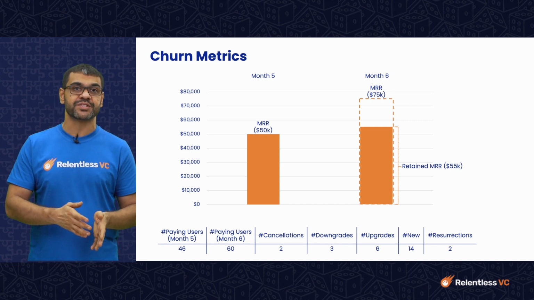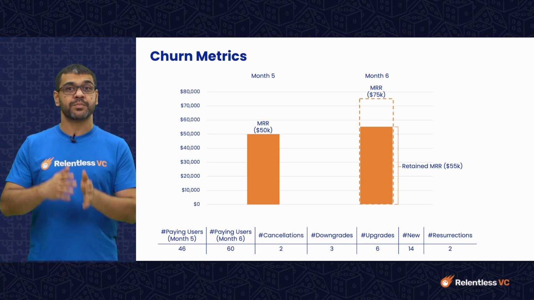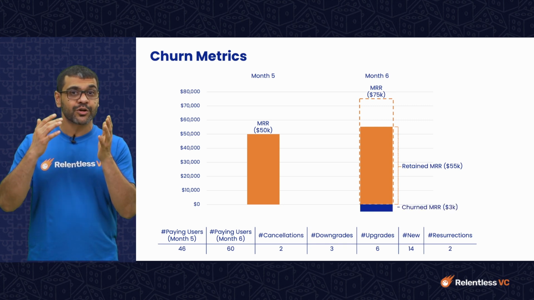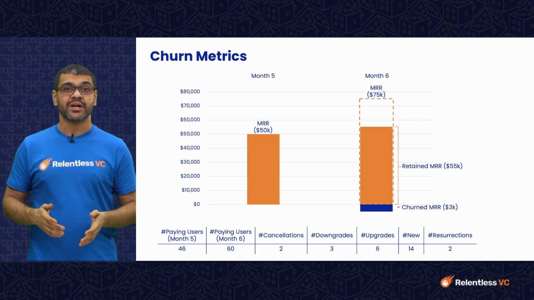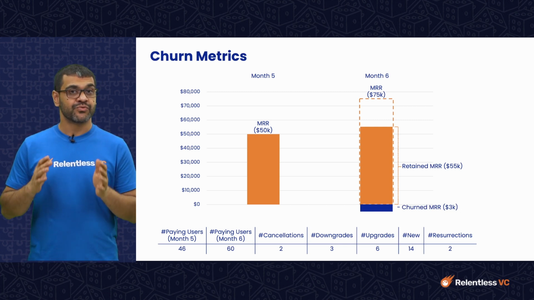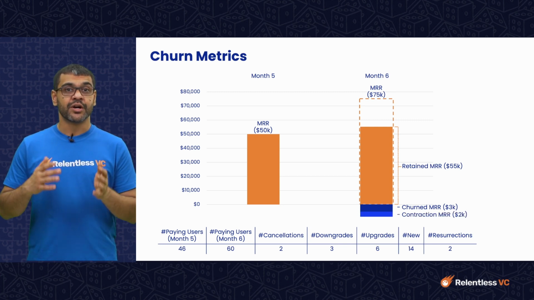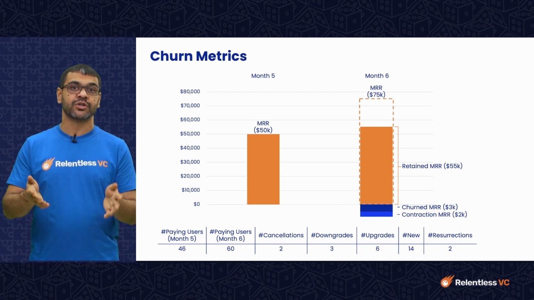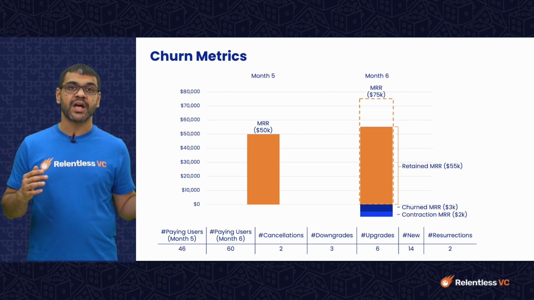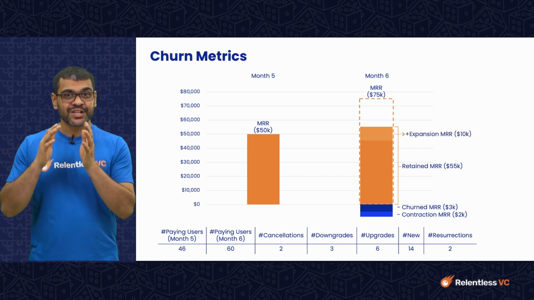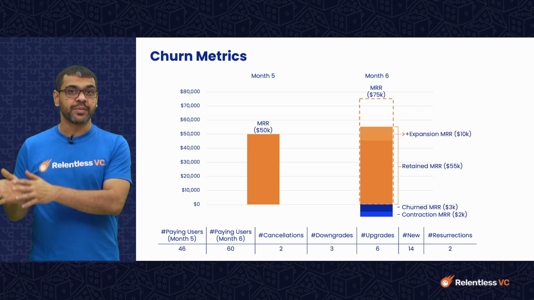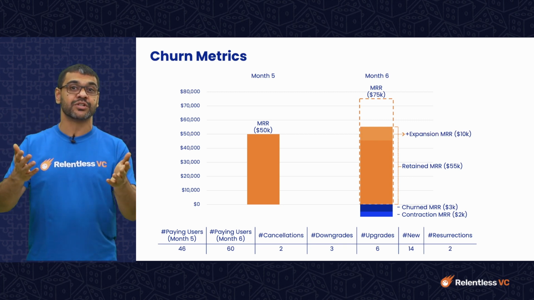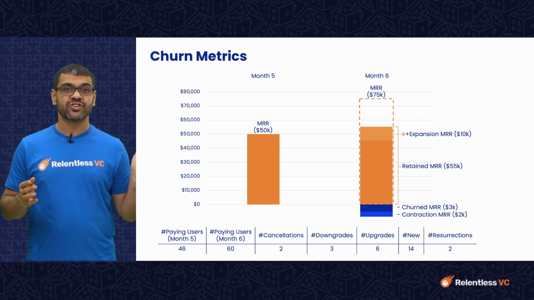month's cohort of customers. Of the 46 customers in the previous month's cohort, 2 customers cancelled their subscriptions that were contributing a total of $3,000 to MRR. This is called churned MRR. Further, 3 customers from the cohort downgraded their subscription plans, so their contribution to MRR decreased by $2,000. This is called contraction MRR. Also, 6 customers from the previous month's cohort upgraded their subscription plans, so their contribution to MRR increased by $10,000. This is called expansion MRR.